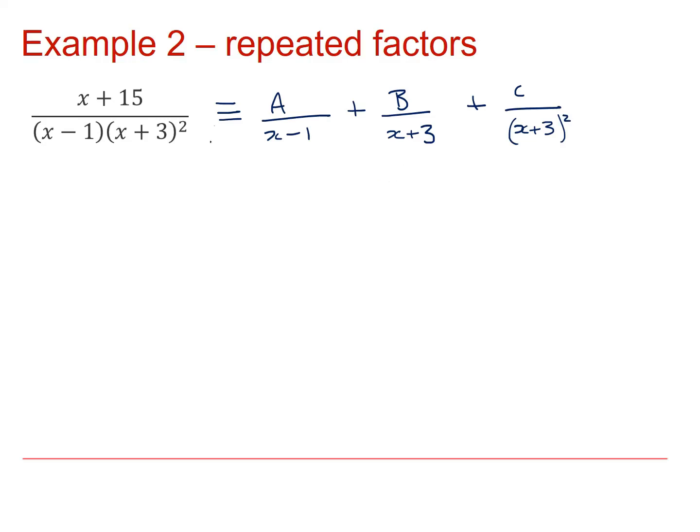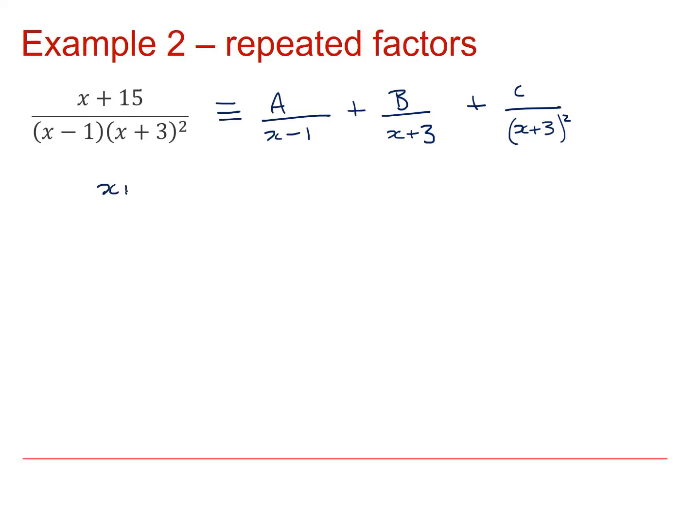So with the repeated factor, the trick is to use a fraction for each of the powers of the repeated factor. So I've got a fraction here with just x plus 3 to the 1, and a fraction here with x plus 3 to the 2. If that had in fact been cubed on the bottom here, I'd have 1 for x plus 3 to the 1, 1 for x plus 3 to the 2, and another 1 for x plus 3 to the 3.